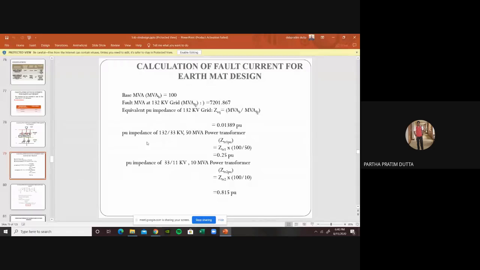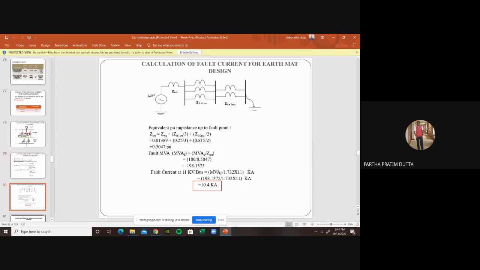Now if you come to the per unit impedance of the 132 by 33 kV 50 MVA power transformer, each individual transformer, that is ZTR1 PU, is ZTR1 into 100 by 50, that is 0.25 PU. That is a base MVA, and for that particular transformer, the capacity is 50, so it is coming to 100 by 50 into ZTR1, that is 0.25. Percentage impedance of 33 kV for 10 MVA transformer, the same formula, 100 by 10 by ZTR2, it is 8.15 PU. Now it is being fed to the calculation of fault current to the ATMAT design.